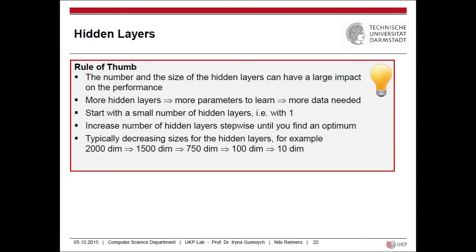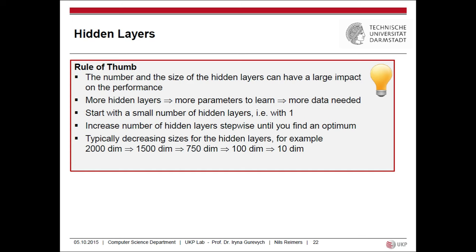Hidden layers. So hidden layers, how to choose them, how big, how many, that's something you need to do optimization for. So you sit there and you try different layers and you try to see, okay, what's the best thing. You should keep in mind that more hidden layers will add more parameters your network needs to learn, and so more data is needed. If you have really small data sets, you cannot expect to be able to train really deep networks.